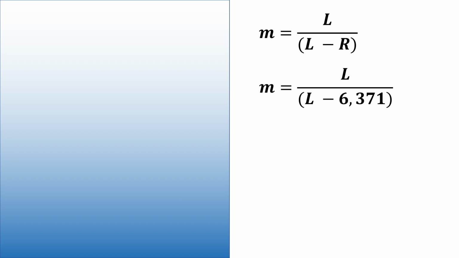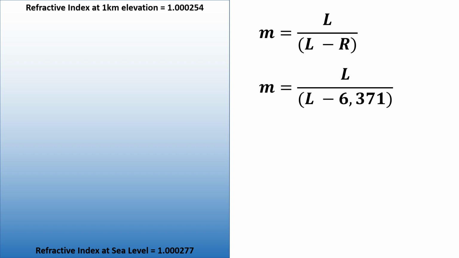Now, if you've seen any of my previous refraction videos, you might remember that at the surface, the refractive index of air is around 1.000277. And if you go up 1 kilometer in elevation, the air gets a little less dense, and the refractive index might be something like 1.000254. Now obviously these numbers change with atmospheric conditions, so either of them could be higher or lower, and therefore refraction could be weaker or stronger.